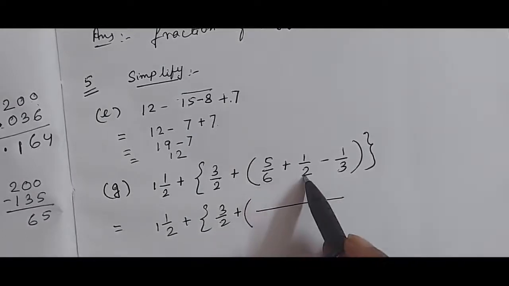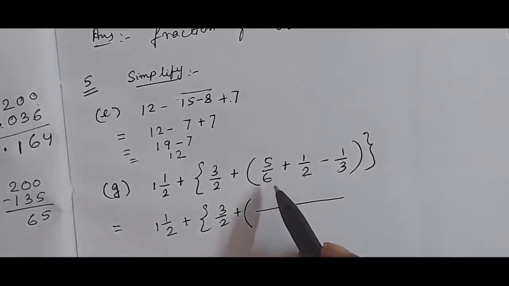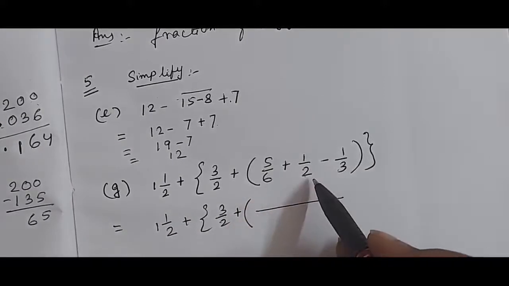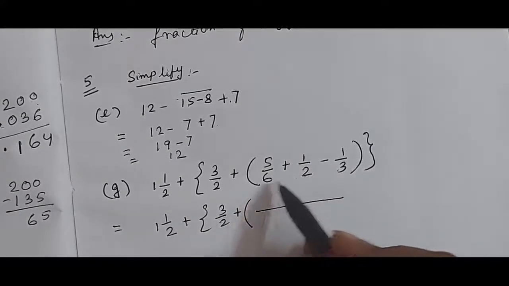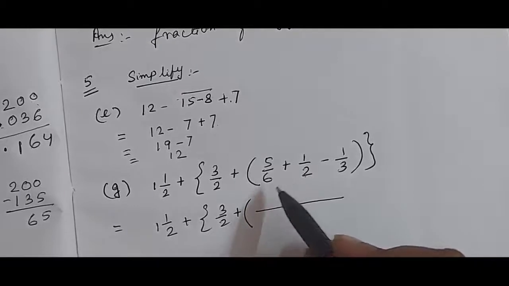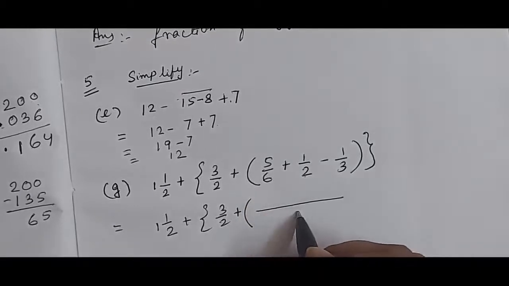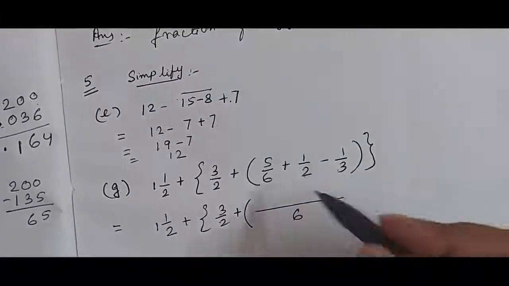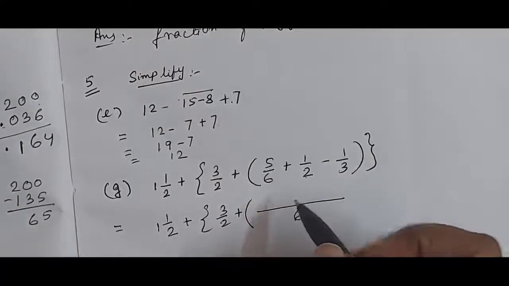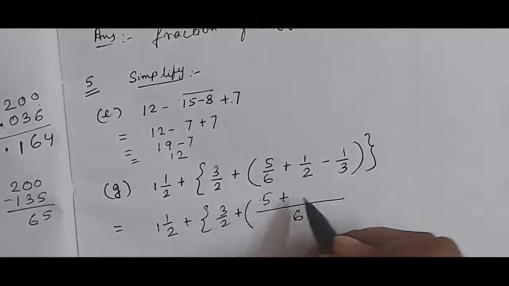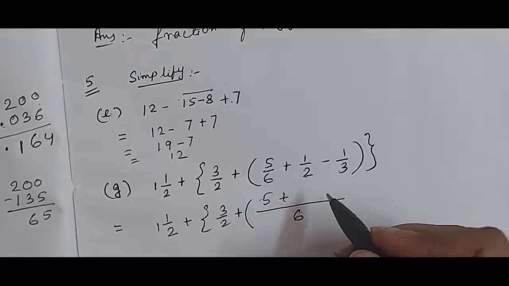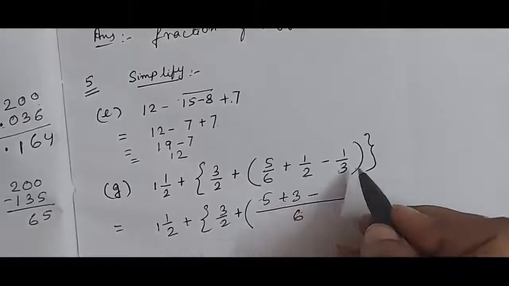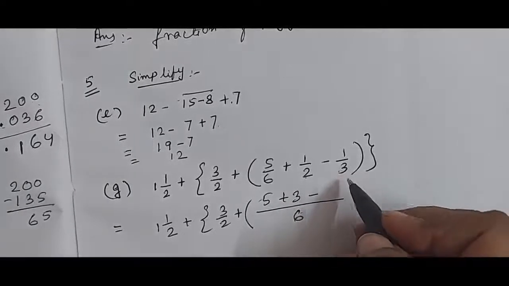See, between 6 and 2 if you will see, you can see that 6 is the multiple of 2. That means 6 is the LCM here between 6 and 2. Now between 6 and 3 also 6 is the LCM. So what we will do? We have to take 6 as the common denominator. 6 divided by 6, 1 into 5 is 5, plus 6 divided by 2, 3 into 1, that is 3, minus 6 divided by 3 is 2, 2 into 1, 2.